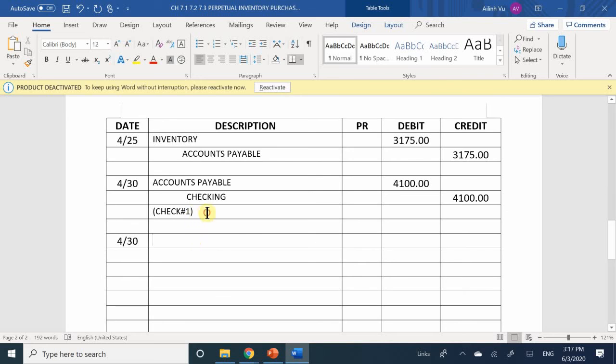I think I'm gonna make this a little more specific. Okay, so what are the accounts that we need? Accounts payable and checking, because we're paying them off. And we just recalculated exactly how much we owe. For this batch, we owe 4,100 even.